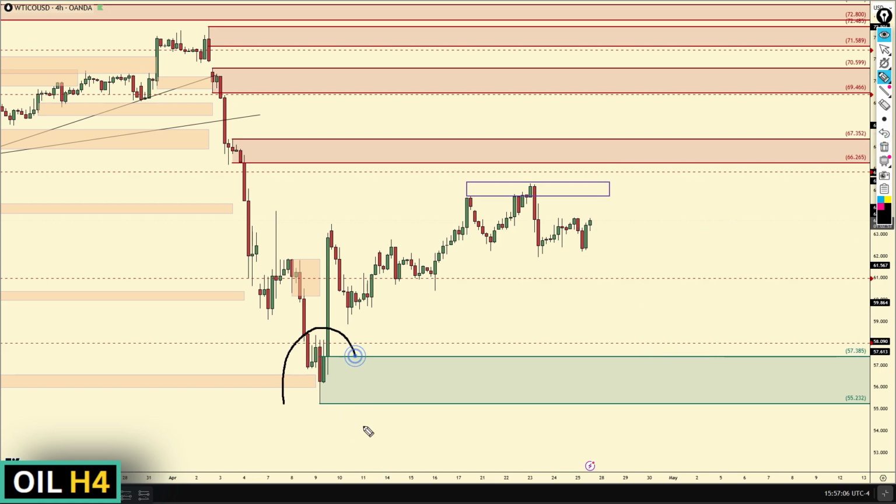But remember, this demand zone long is a counter trend trading setup, guys. I cannot stress that enough. Doesn't mean you can't do it. It just means you want to be in and out.